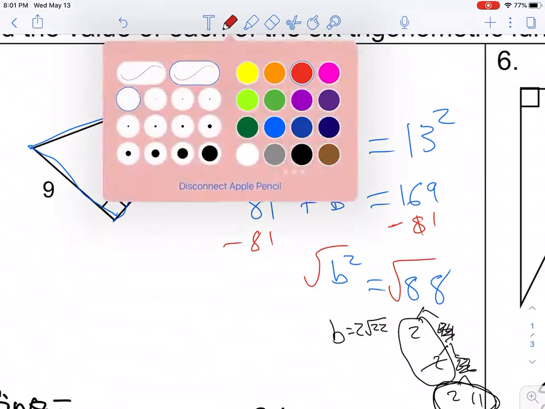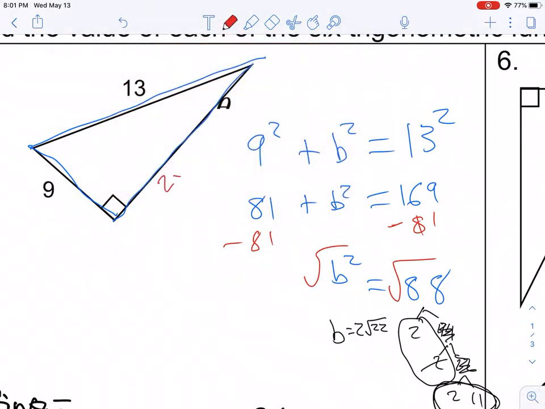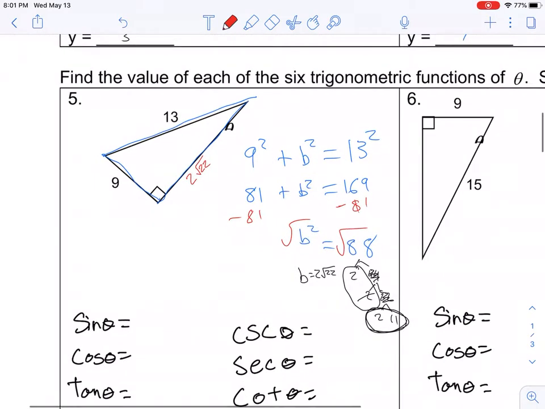Oh, you put it in red, I guess. 2 square root 22. Okay, now that we have that, we have our theta over in the corner here. So this is where we're going to orient ourselves. And we're going to look across from theta is our opposite side. Across from the 90 degree is our hypotenuse. That one's easy to label. And then next to our theta is our adjacent side. So we have adjacent, opposite, hypotenuse.